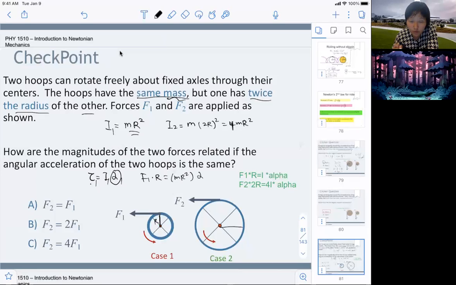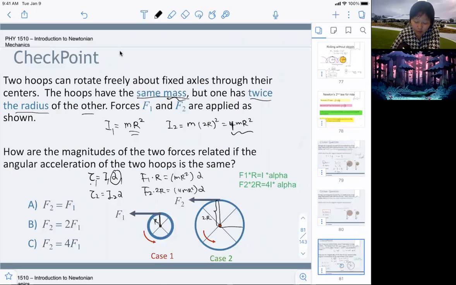Alpha 1 and alpha 2 are the same, so I'm going to use alpha to represent both. Now let's do case 2. Case 2, torque 2 is I2 alpha. Torque 2 is F2 times a bigger radius, 2r. And the rotational inertia, the moment of inertia, is 4mr squared as we calculated. So the same alpha, if they're the same alpha.